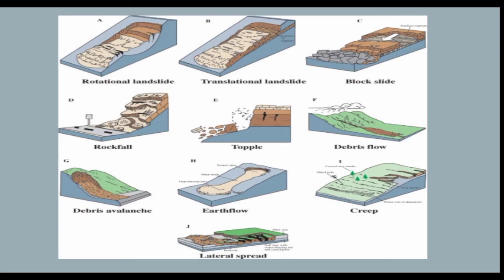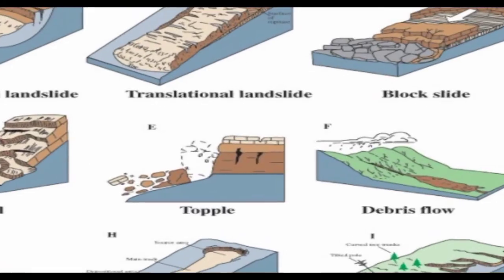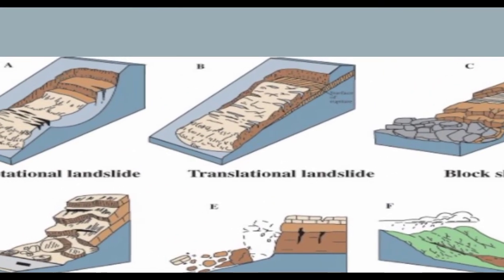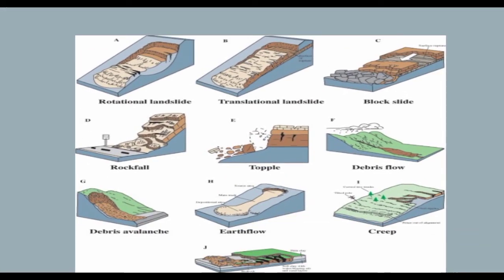So, next is translational landslide. Ayan, nakita nyo yung may part lang siya. Ayun. So, next is block slide. Fourth, rock fall. Yun, yung nahulog yung mga rocks. Small rocks na nag-create ng aprons of scree.